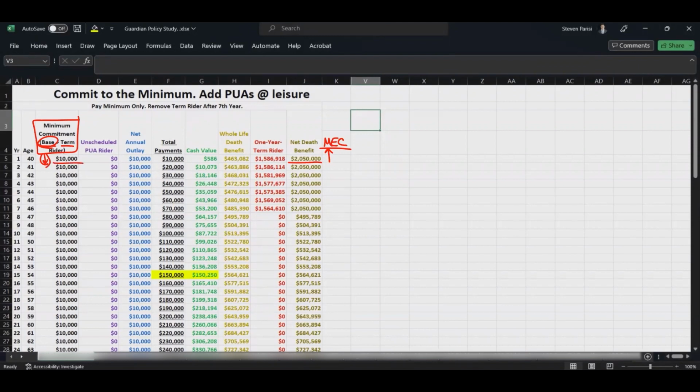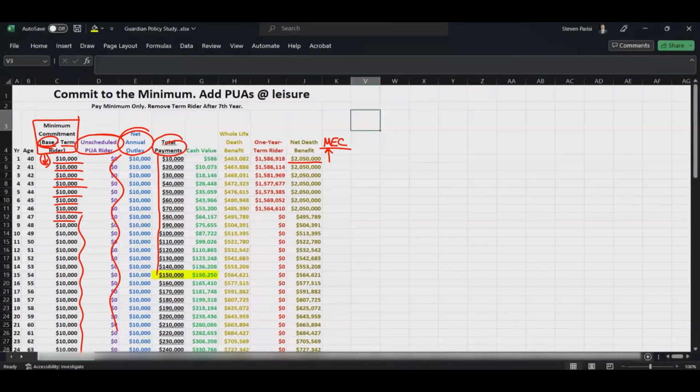So each year, he's committed to $10,000 per year, and this example assumes he pays it forever. He doesn't have to pay into it forever, but we're looking at that in this particular example. Then we've got unscheduled PUA rider, adding more money into the product. Nothing added. First, we want to see what the policy looks like if we only pay the minimum. So his net annual outlay is the minimum commitment, $10,000 per year. Then we've got his total payments, which tally up the total payments he's made over time.